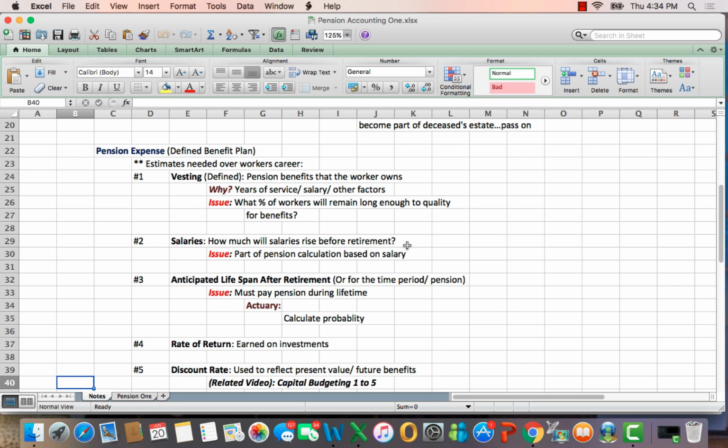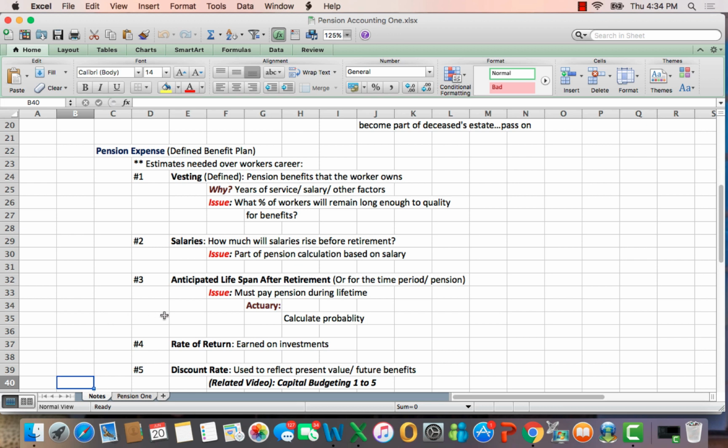Another factor in pension expense is salaries. How much will salaries rise before the person retires? Because part of the pension calculation is based on salary. If you know anybody that's a public school teacher, for example, you may know that public school teacher retirement plans are based on the last few years of salary.